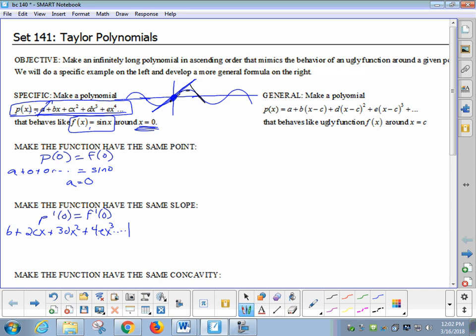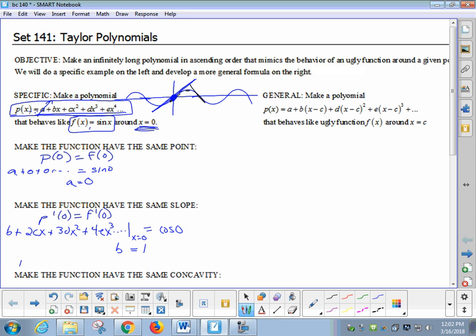Now, I'm going to evaluate that at x equals 0. And that needs to equal the derivative of sine, which is cosine at 0. Now, although it seems like I'm getting a ton of terms here, because I'm evaluating at x equals 0, all of these guys go away, and so I get that b equals cosine of 0, which is 1.